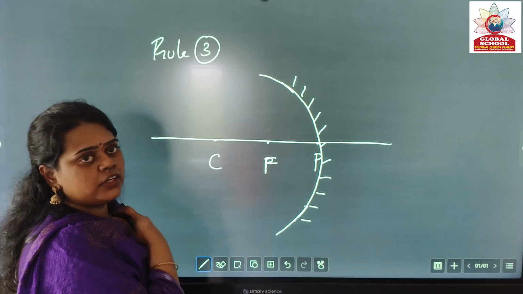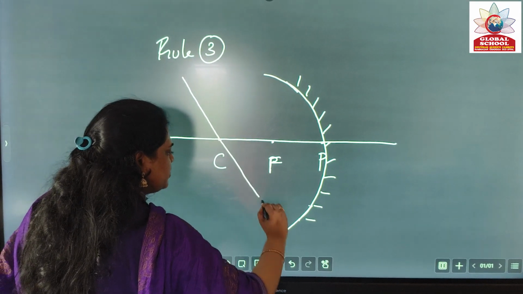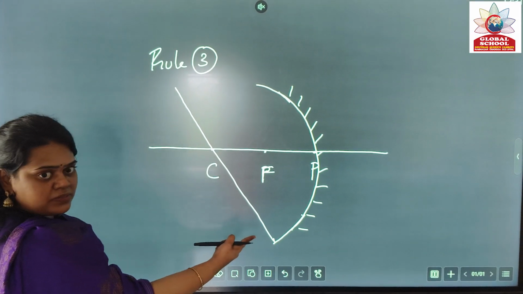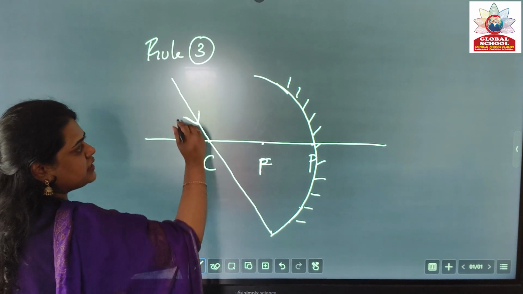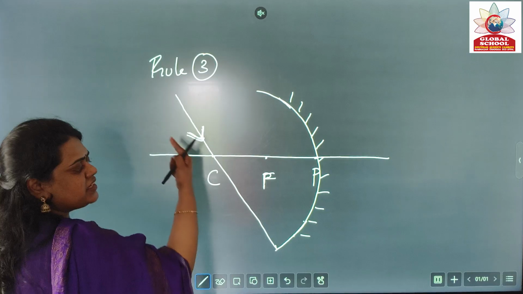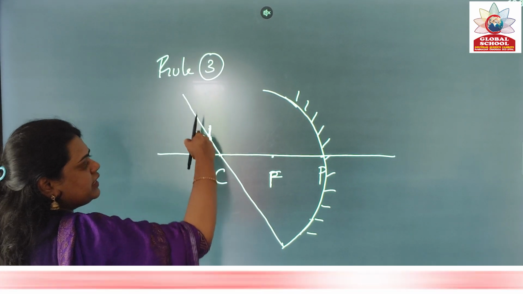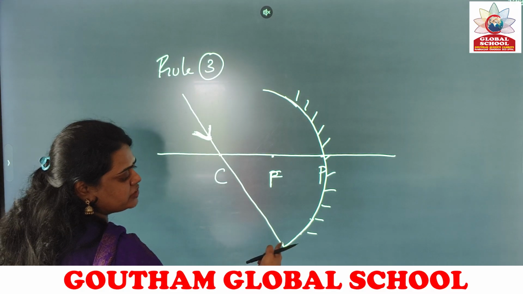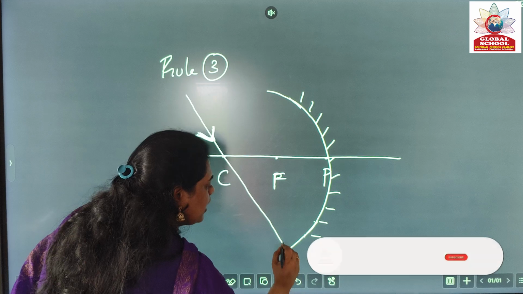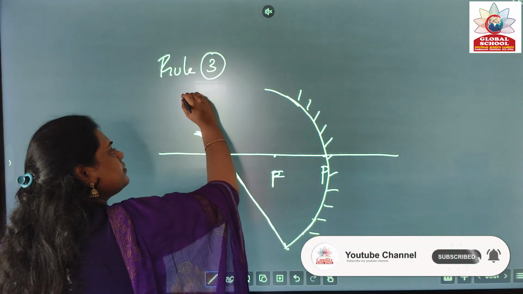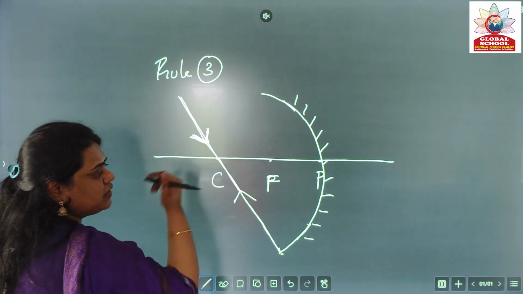The third rule is when the light ray is coming from the center of curvature. Always put the arrow mark inwards when it is coming in, and outwards when it is leaving, to show the variations. When the light ray is coming from the center of curvature, after touching the reflecting surface, the light ray again passes along the same path.